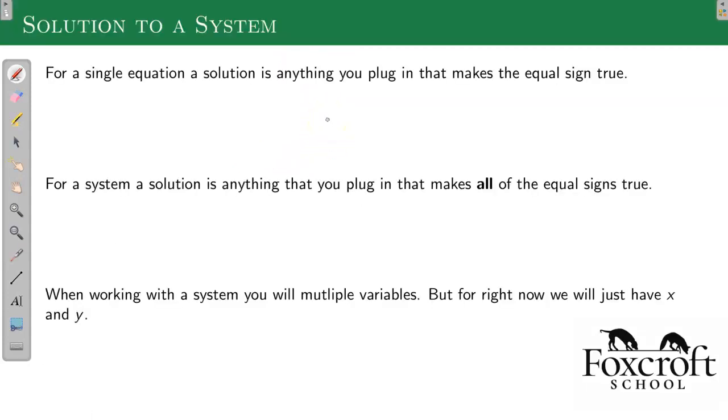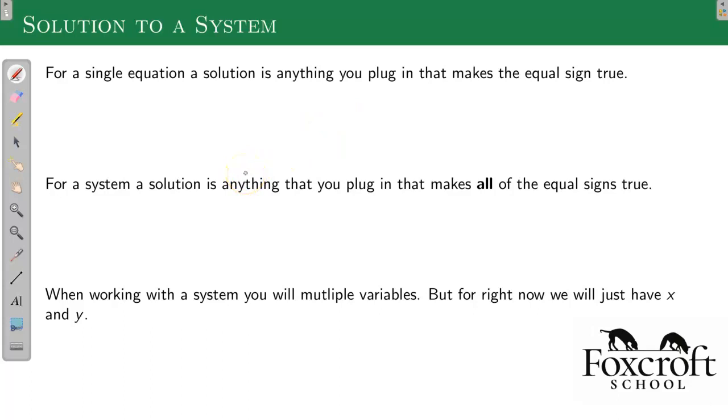And then what's it going to mean to be a solution to a system? For a single equation, a solution like we saw is when you plug in and that makes the equal sign true. But for a system, you have multiple different equations, so you need all of those equations to be true at the same time using the same input. So I can't put in 2 for one and 3 for another. I put in just 2 and it should make everything true.